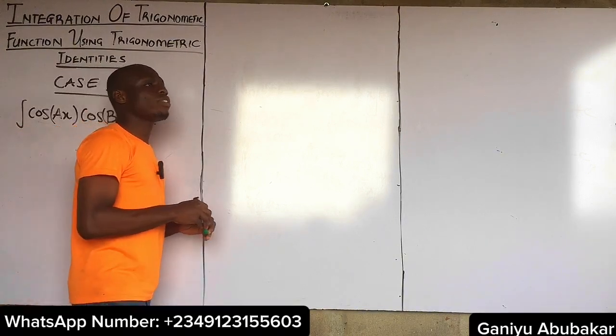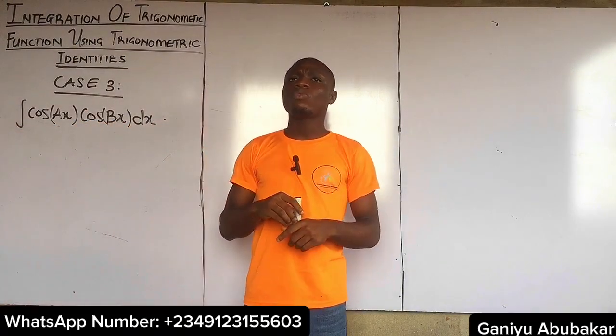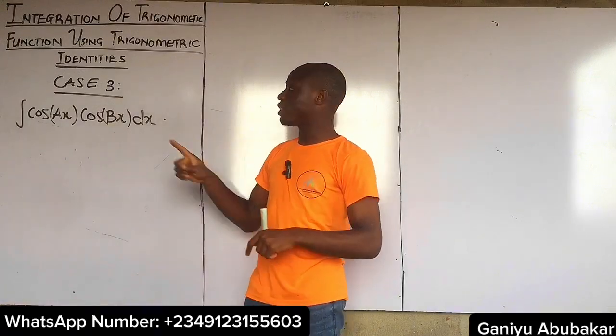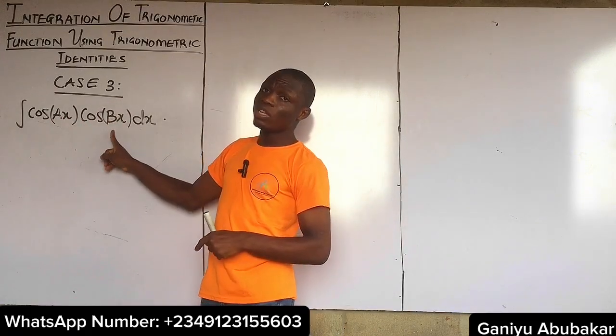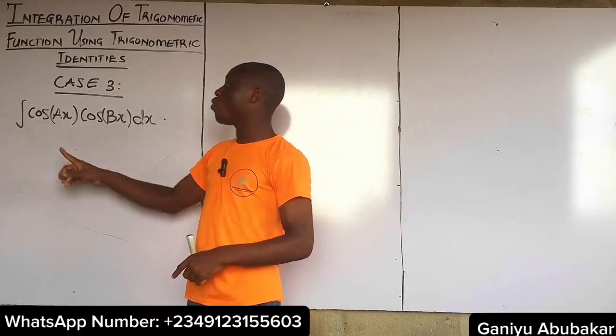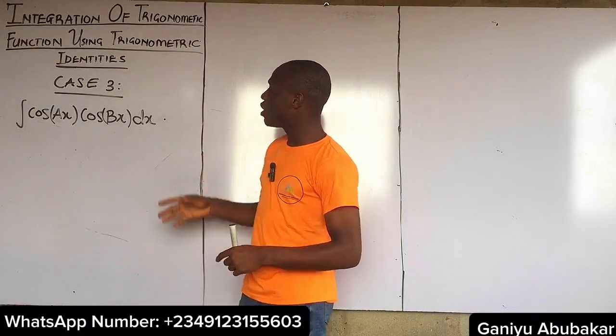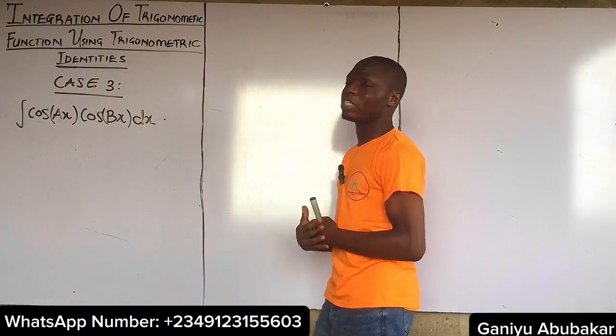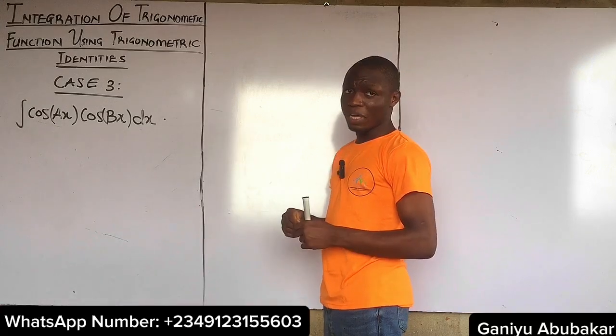Last class on case 1 was sine and cos. Case 2 was cos and sine. Case 3 is now cos and cos. So how do you solve this? What will be the mathematical expression for solving this problem?